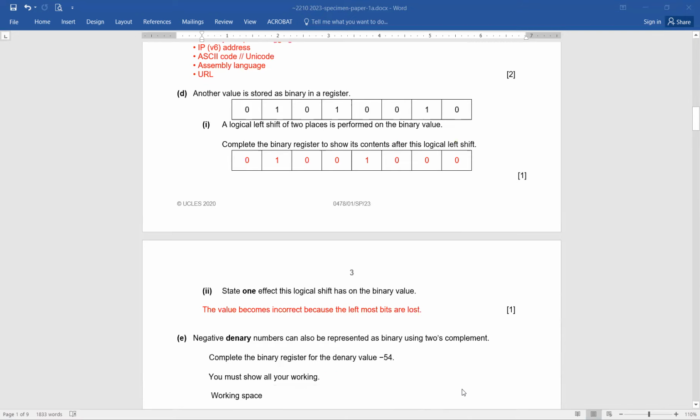Now, state 1 effect this logical shift has on the binary value. This is not a general question. This is linked with your part D1. You can see here the 0, 1, the 2 values are moving out. So the value becomes incorrect because the leftmost bits are lost. Since the value that is lost includes a 1 as well, in this scenario the value becomes incorrect. Please be cautious that the question is dealing with part D1. It is not a general question.